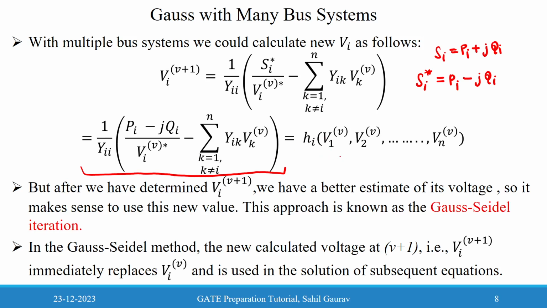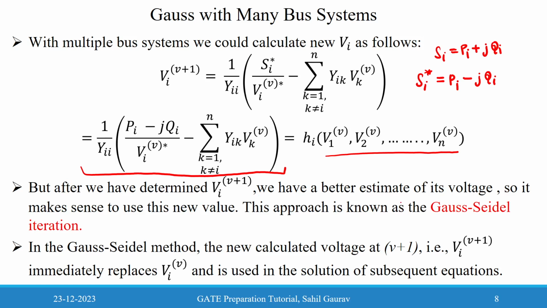Means whatever voltages we got in the previous iteration, that voltage is coming here inside this function, and outside it has one order higher, Vi(k+1), while inside this function it is all having the voltage that we got in the earlier iteration. So the question comes here: if you found this newer voltage quantity, then why can you not apply the newer value? So I have noted down that we have determined Vi(k+1), so we have a better estimate of its voltage. So it makes sense to use this new value.